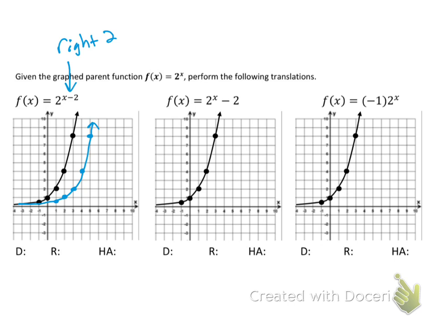Would our domain change here? No. Would our range change? No. Would our horizontal asymptote change? No, all the same. There's a plus 0 there. None of that is changing.